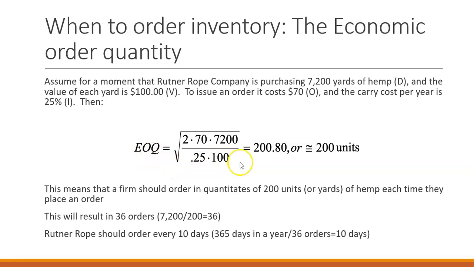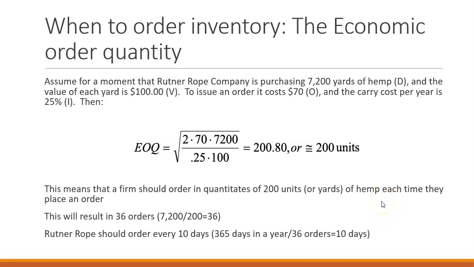So we get that our economic order quantity is 200 units. This means that we should order in quantities of 200 units or 200 yards of hemp each time we place an order. So then that results in 36 orders per year. So our annual demand is 7,200. We'll do 200 per order. That's 36 orders a year. So we should order every 10 days, 365 days in a year divided by 36 orders. We should order every 10 days.